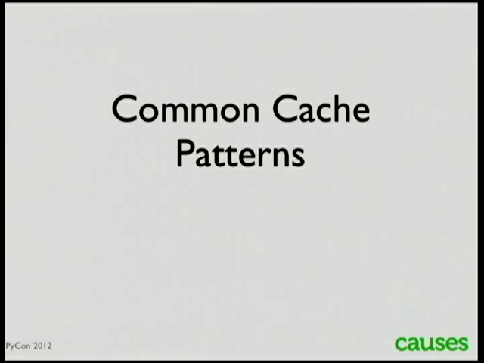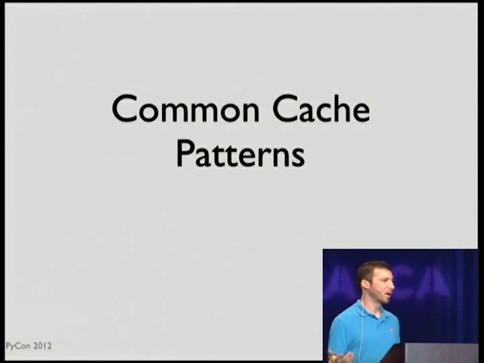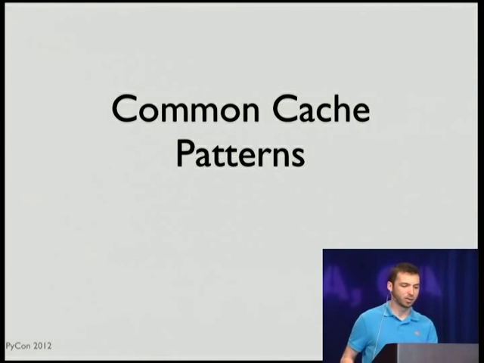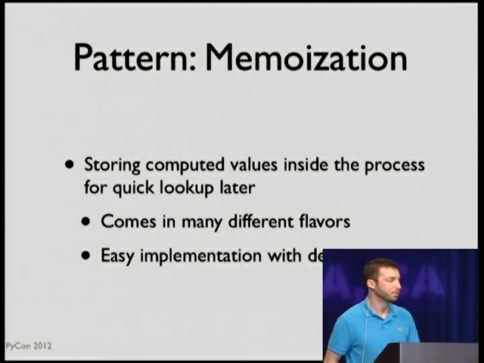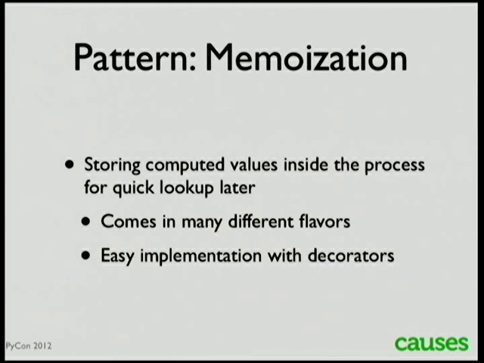That's a repeat. So we've got some common cache patterns that we're going to talk about now. The first one is this really awesome tool that you've got. It's called memoization. And this isn't using any kind of cache server. This is just storing the results of these expensive computations inside your Python process.